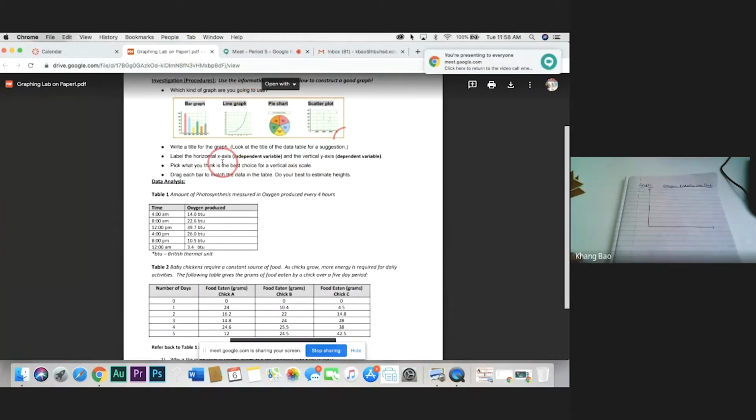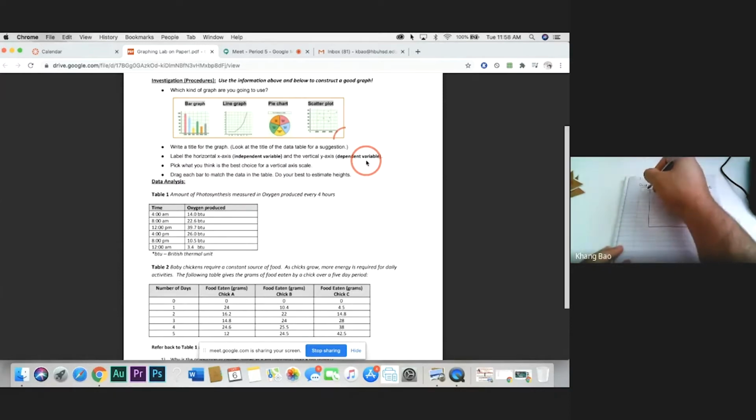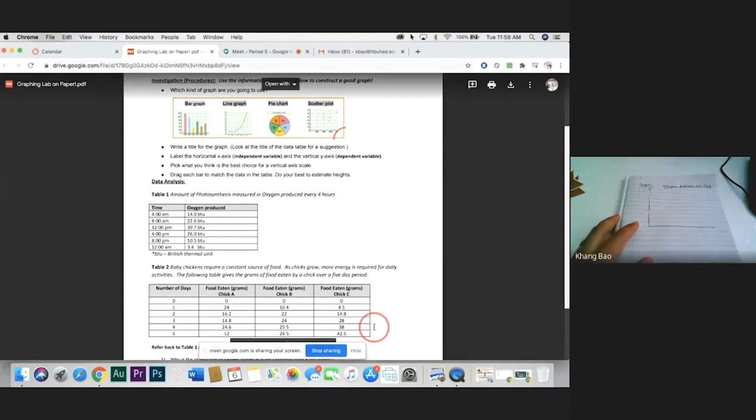The second instruction is you're going to label the horizontal x-axis, and we call that the independent variable. Remember, independent variable, aka the change. And then label the vertical y-axis. We call that the dependent variable. You've got to remember, dependent variable is the outcome, right? The result. That'll be the dependent variable, okay?